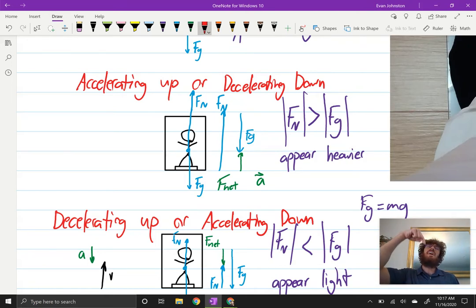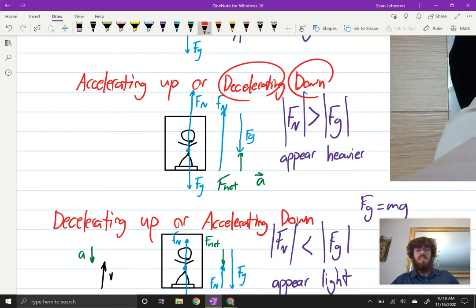So on the way down, what happens is the normal force increases and it starts resisting your motion. You're moving with a downward velocity, but you need that velocity to become smaller and smaller in size. And so that means you must have a net force and acceleration that are pointing upwards. And that's why you appear heavier when you're decelerating on the way down. Okay, so that's kind of the conceptual way of going about it.